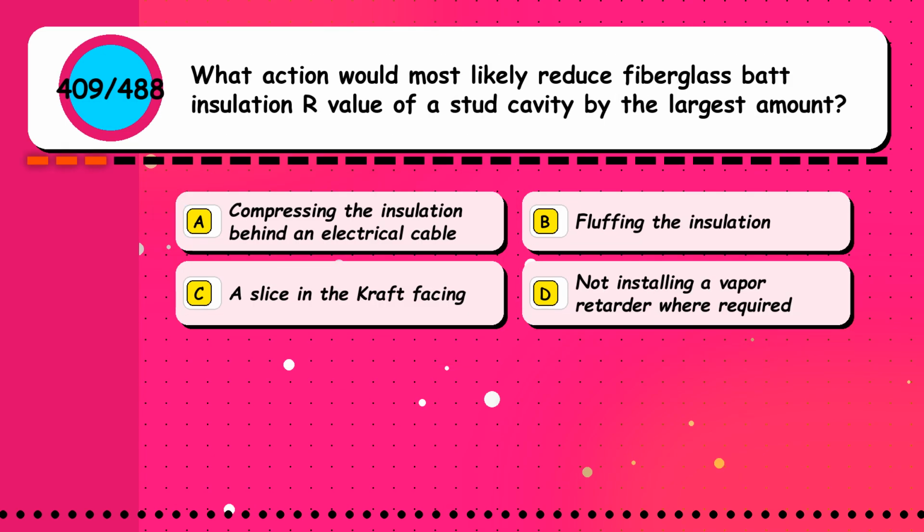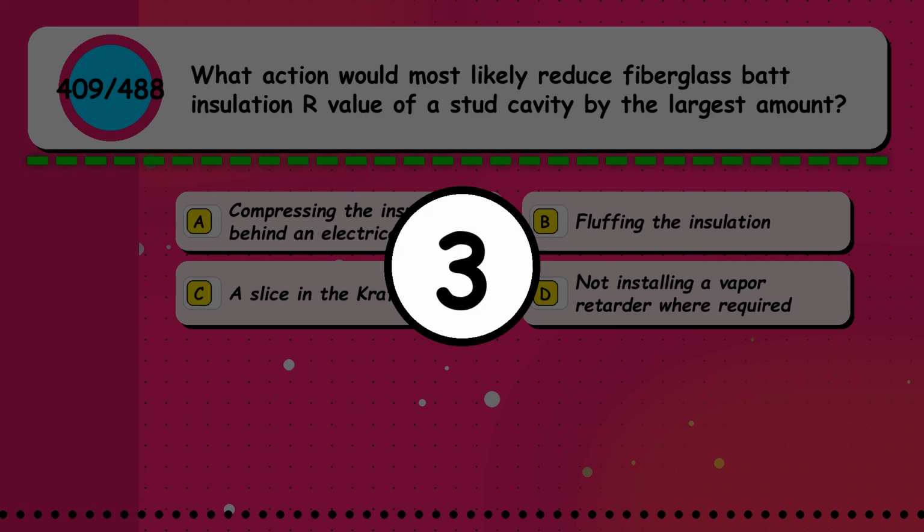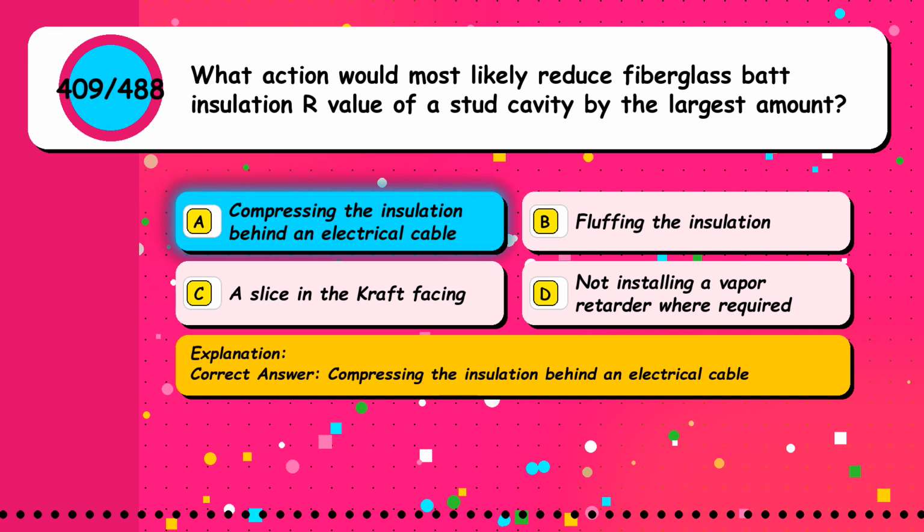What action would most likely reduce the fiberglass batt insulation R-value of a stud cavity by the largest amount? Option A, compressing the insulation behind an electrical cable. Option B, fluffing the insulation. Option C, a slice in the kraft facing. Option D, not installing a vapor retarder where required. The correct answer is option A, compressing the insulation behind an electrical cable.